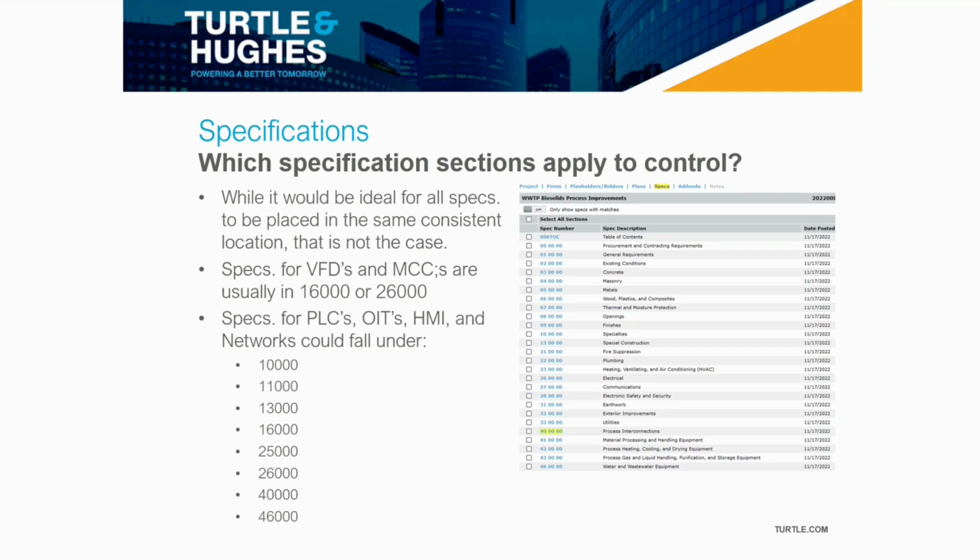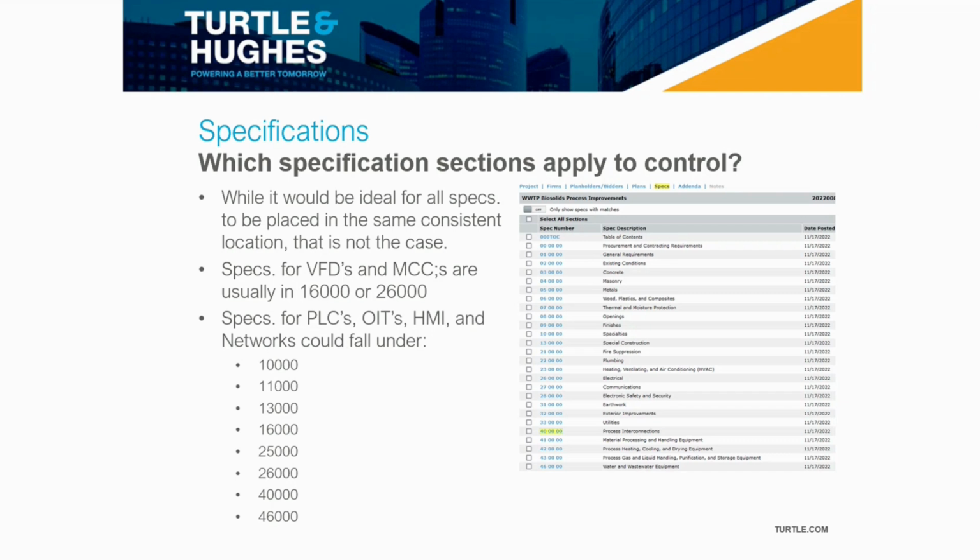So as an example, specifications for VFDs and motor control centers are usually in the 1600 or 2600 location. But when it comes to specs for the PLCs, operator interface terminals, HMI, and some of the network or software, I have found it in all these different sections. So they're not always placed in the exact same location. So again, you have to take a look, do some searching.